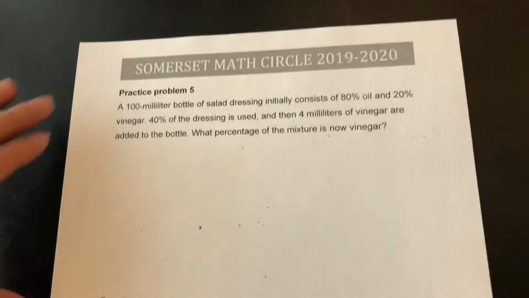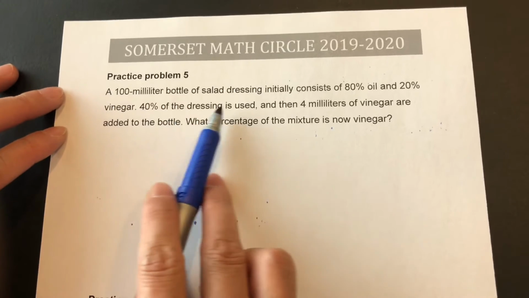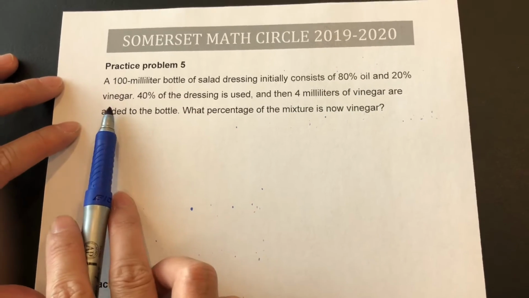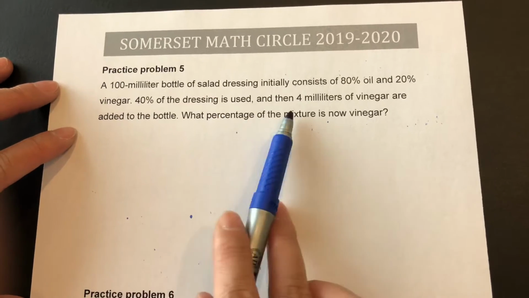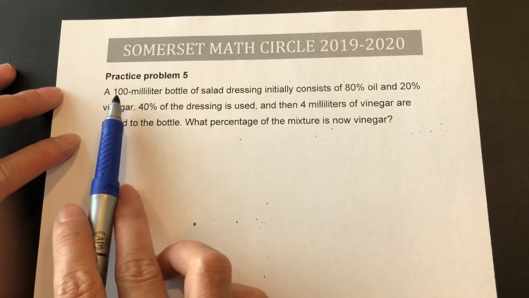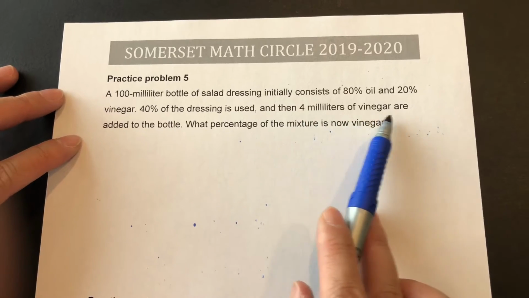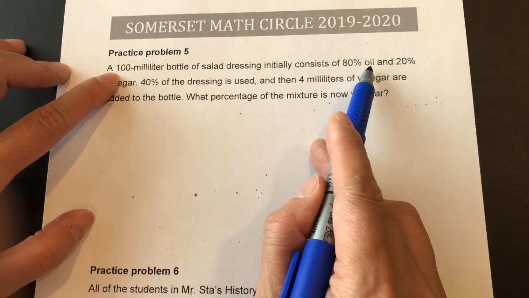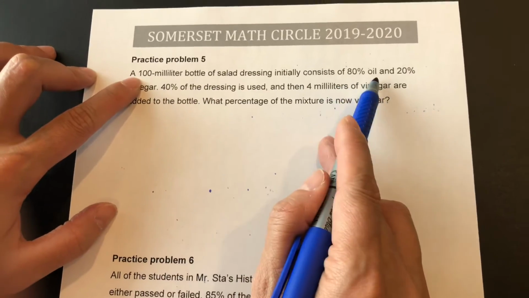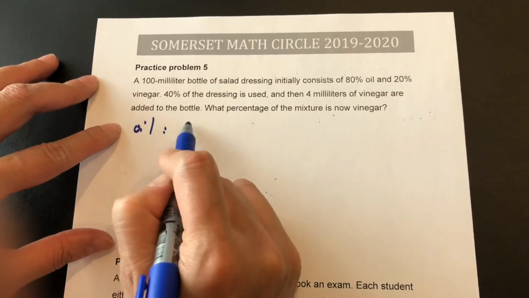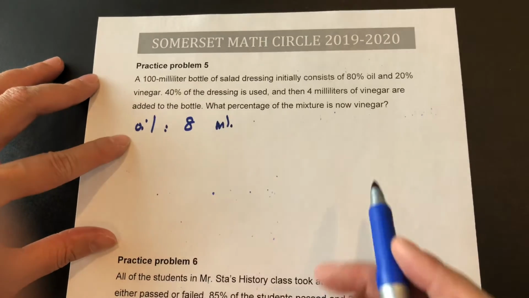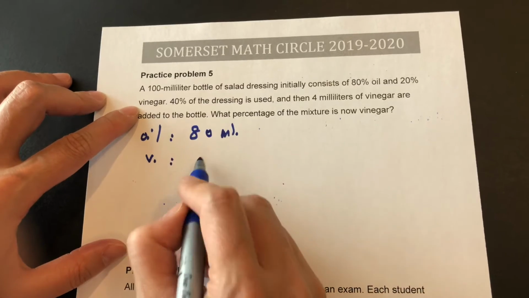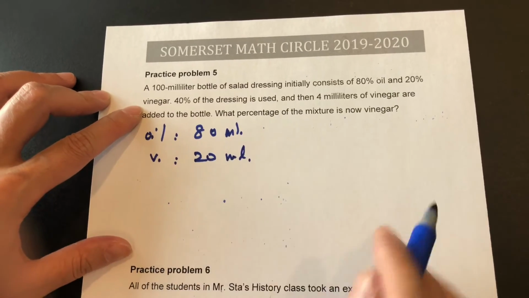Problem 5. A 100 milliliter bottle of salad dressing initially consists of 80% oil, 20% vinegar. 40% is used. So that has to be taken out from the total. And then 4 milliliters of vinegar are added to the bottle. Okay, 100 milliliters, 80% of oil, that's 100 multiplied by 80%. So oil is 80 milliliters. And then 20% vinegar. Vinegar, therefore, is 20 milliliters.